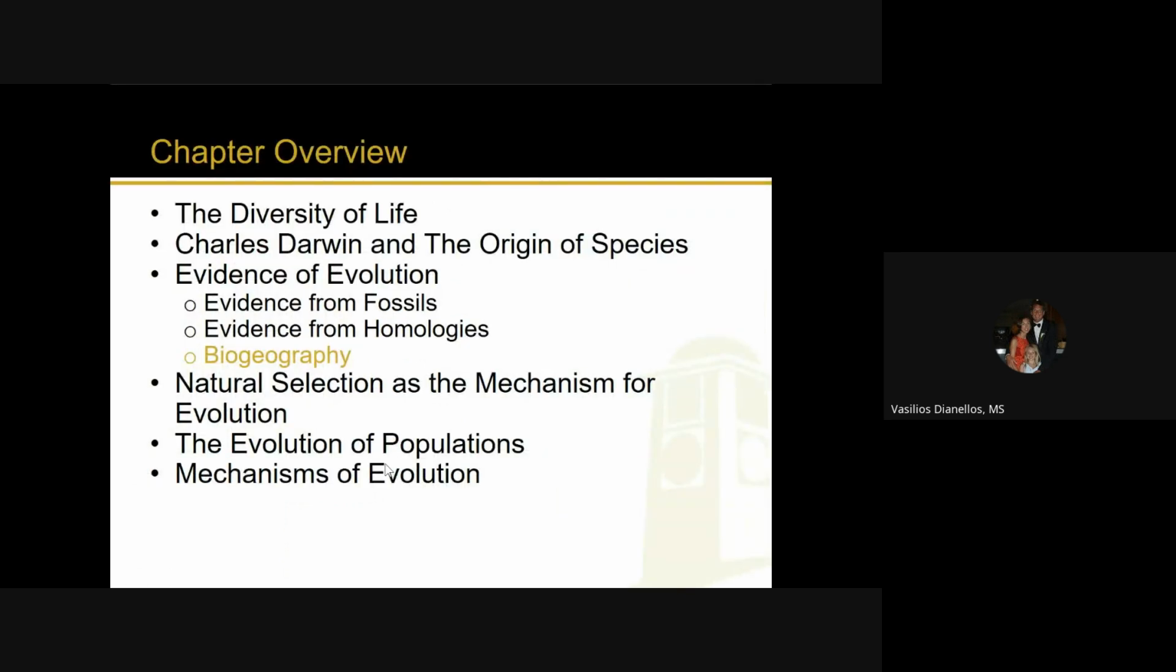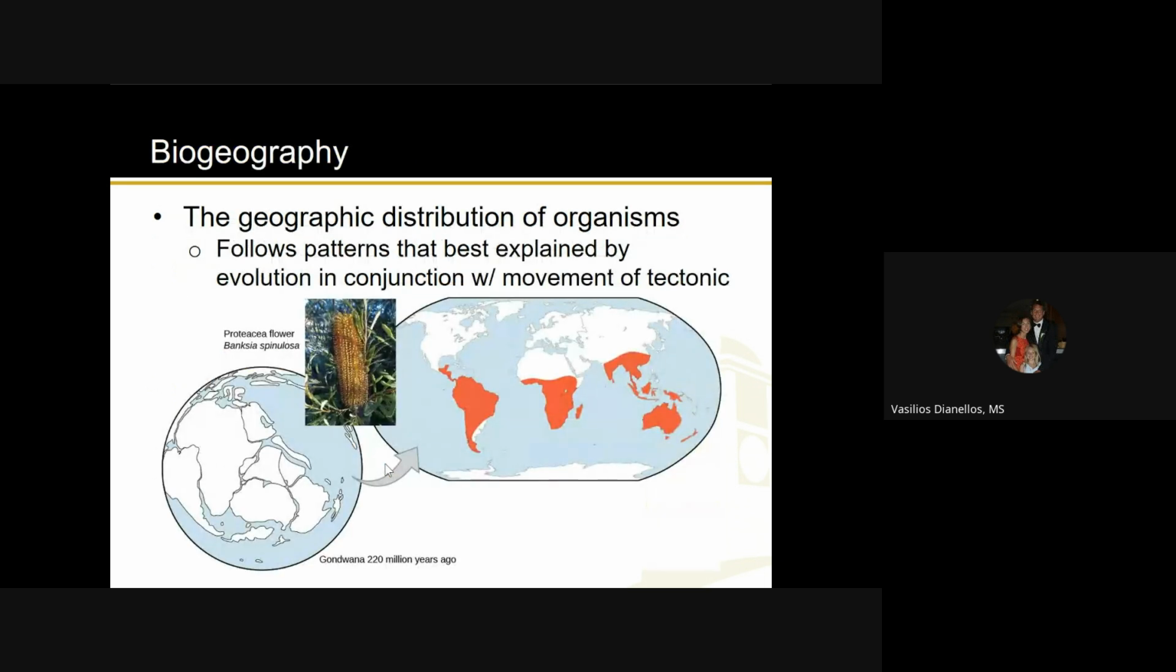All right, let's talk about biogeography. The geographic distribution of organisms follows patterns that are best explained by evolution, but also in conjunction with the movement of tectonic plates. As you can see here on the left, there was a time, actually more than once, where we had a supercontinent, right? All the continents were together. So the fact that we have similar species in South America, Africa, Southeast Asia, and Australia might seem weird. Like, how would that work? Because they're so far apart.